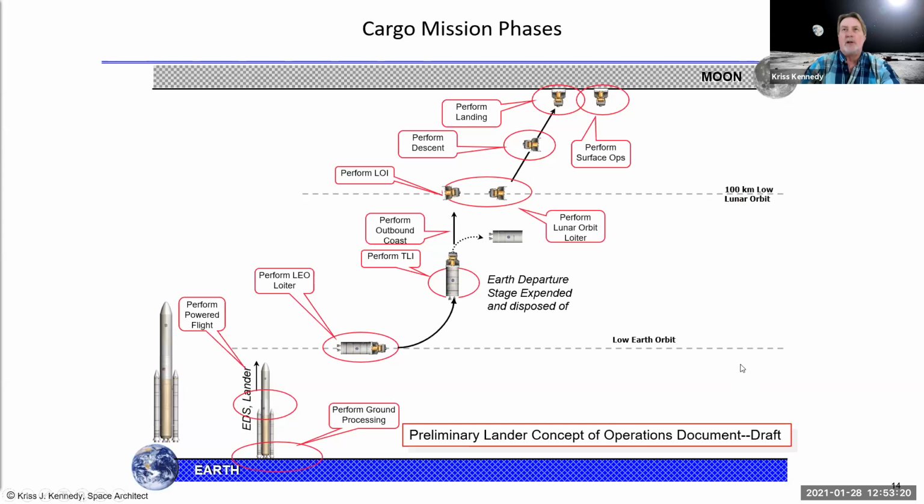This is an example of a cargo mission where it's a delivery. It's no crew and there's no return. So it's a one-way delivery of cargo to the moon. And again, you would walk through the mission modes. So as part of your concept of operations, it's important to include both crew and cargo modes and what is going on during those modes. This really helps you to understand the lander concept of operations, the performance of that lander, what's going on, what your assumptions are about the lander, etc.